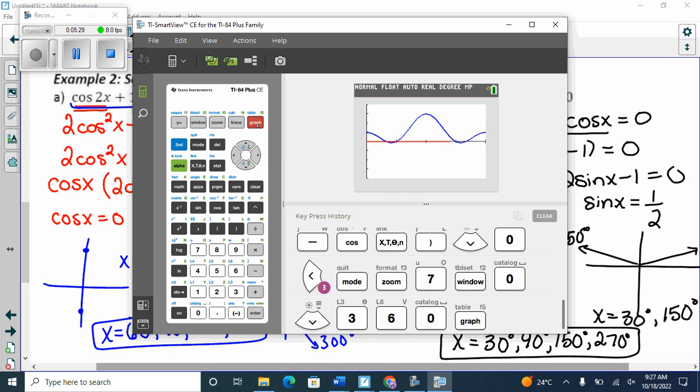Now, any intersection on here is a correct solution that I should have in my answers. You see? So I went from 0 to 360. So now I just find the intersection.